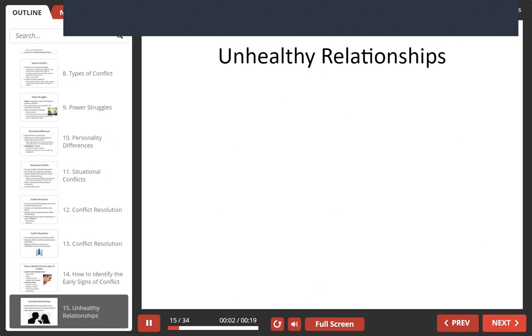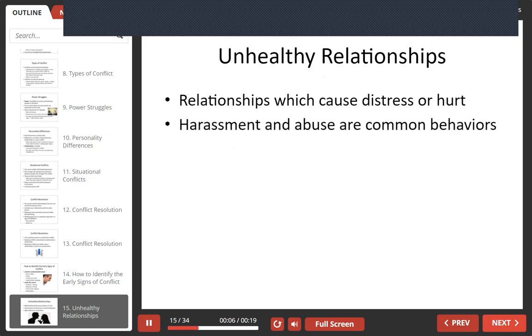Unhealthy relationships are relationships which cause distress or hurt. Harassment and abuse are common behaviors, and it's often difficult to avoid them because when you have strong emotional connections with people, it becomes hard to stand up for yourself.